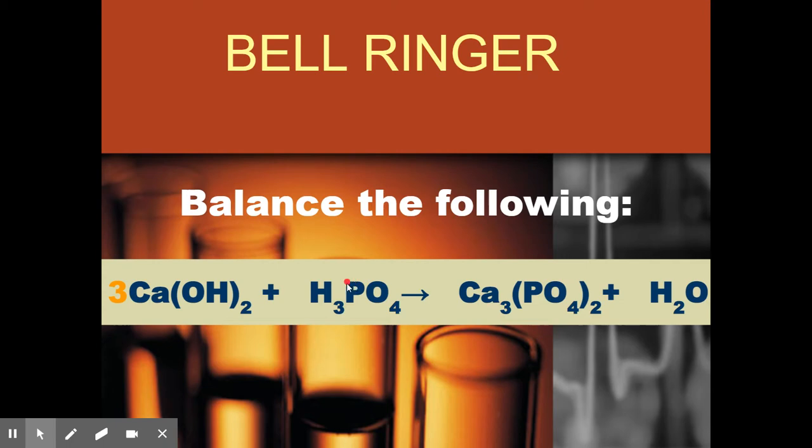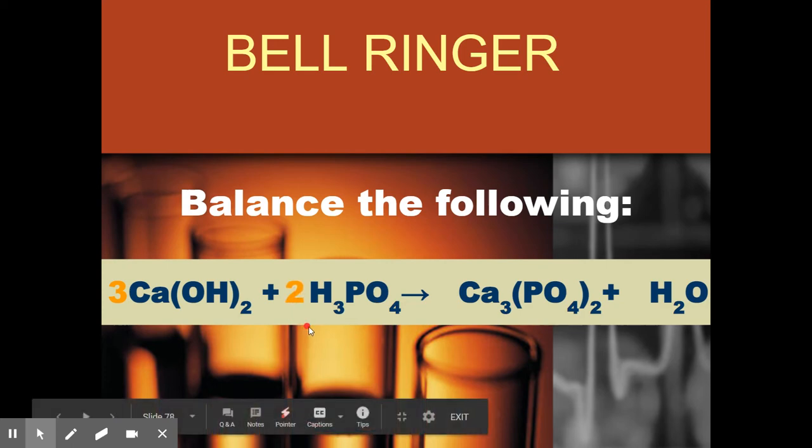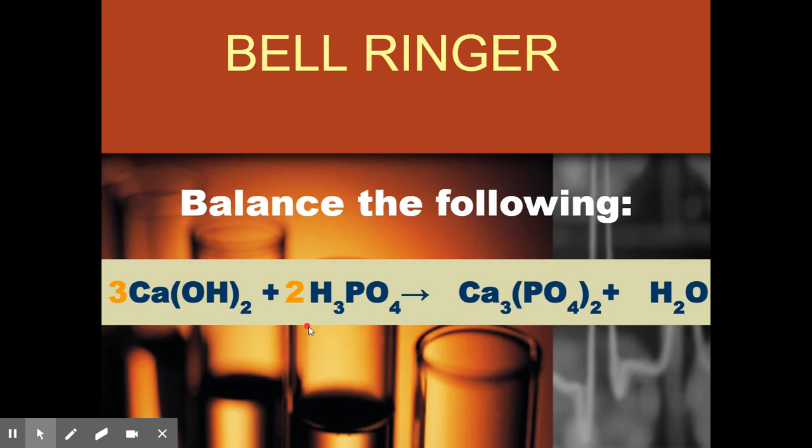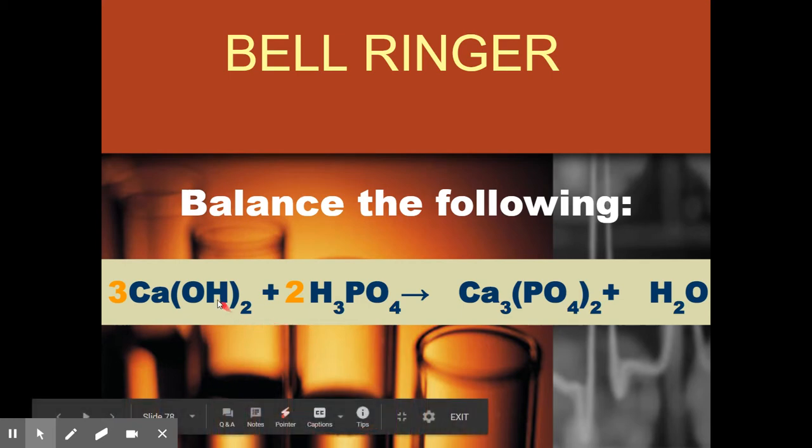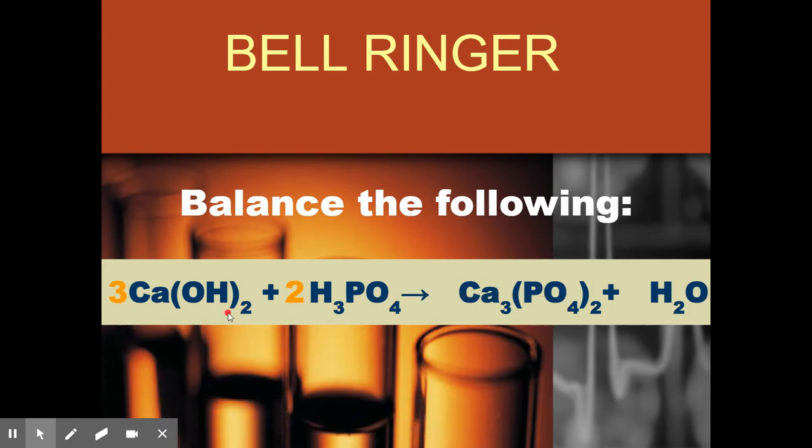I look at my phosphoruses. I start off with 1. I finish with 2. So to get the phosphoruses balanced, I'm going to put a 2 here in front of the H3PO4. All right, so now I've got everything set except for oxygens and hydrogens. It really doesn't matter which one you pick. If you look here, hydrogens in 1, 2, 3 places, oxygens in 1, 2, 3, 4 places. So it's probably easier to do the hydrogens, but it really doesn't matter.